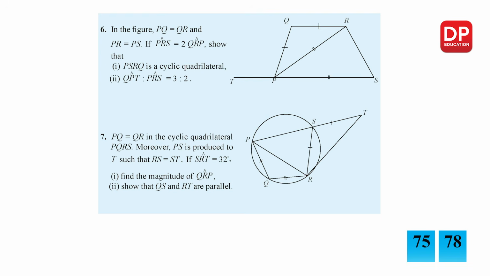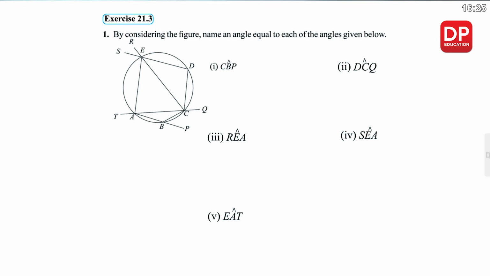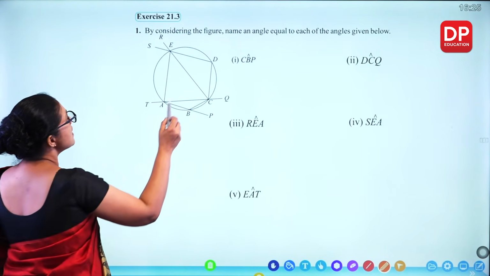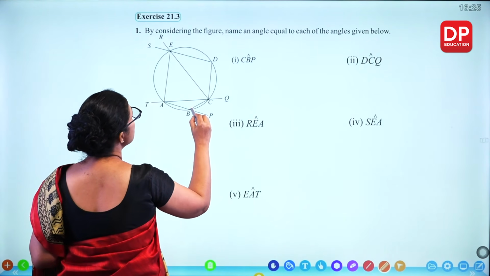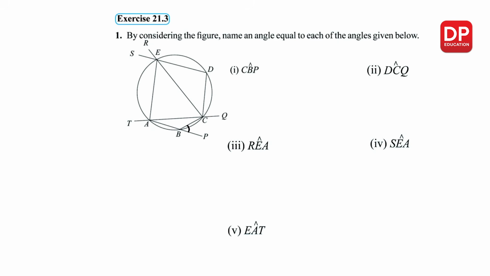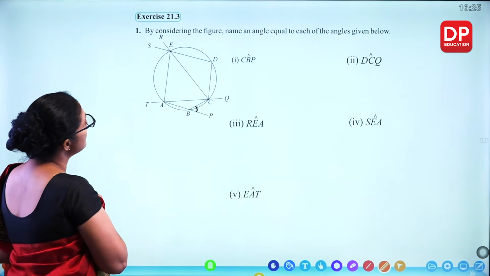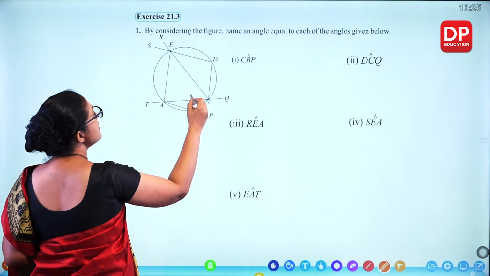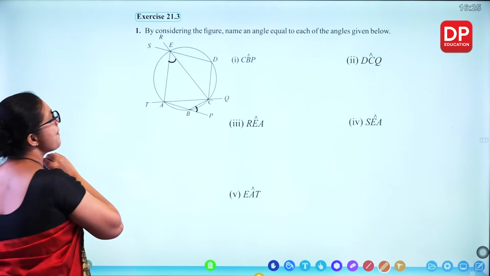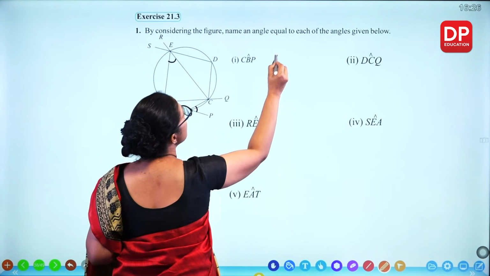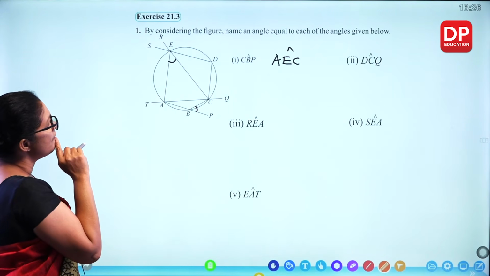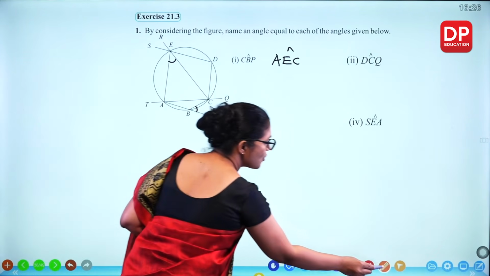Exercise 21.3. By considering the figure, name an angle equal to each of the angles given below. CBP, this angle. That's the exterior angle. So, exterior angle is equal to the interior opposite angle, this one. AEC. Then part 2.